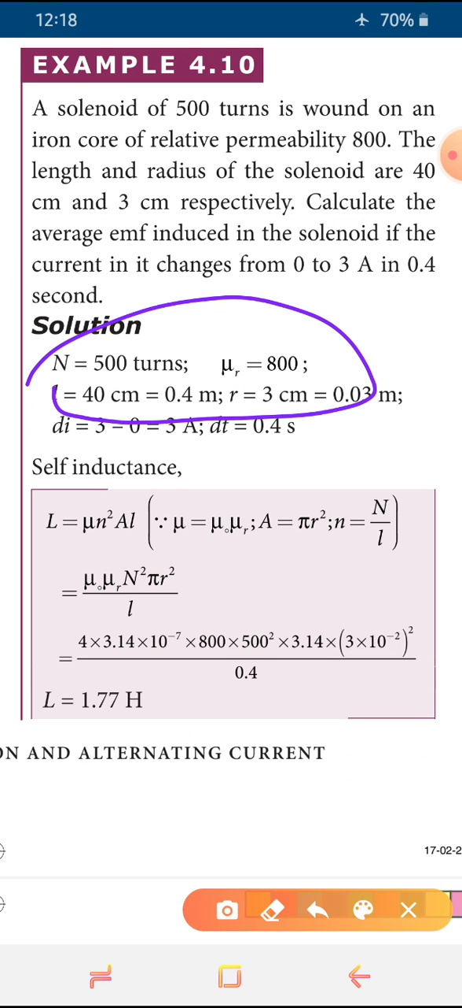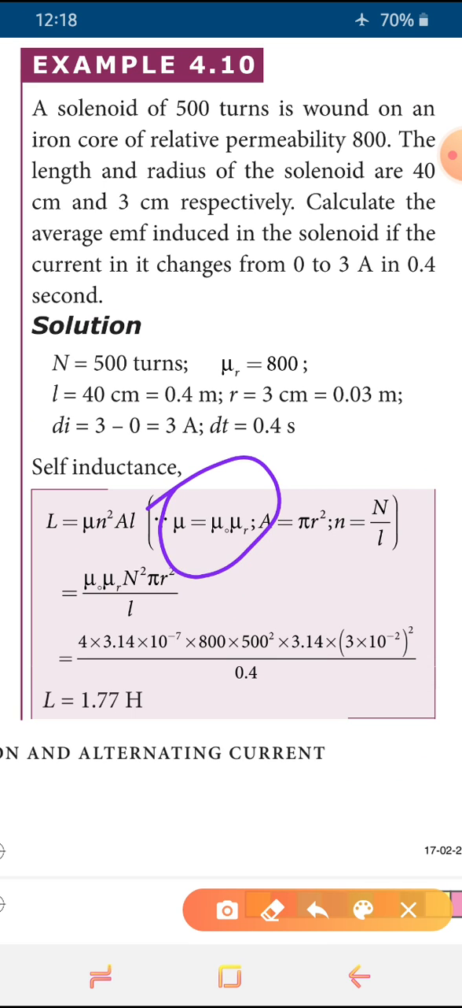Then the change in current: it changes from 0 to 3 ampere, so change in current we can write as 3 minus 0, that is equal to 3 ampere. Then dt is equal to 0.4 second. Then we are substituting the self inductance. The self inductance L is equal to mu n square AL. Then mu we can write as mu naught into mu r. We are substituting in this mu naught mu r n square. What is capital A? Pi r square.